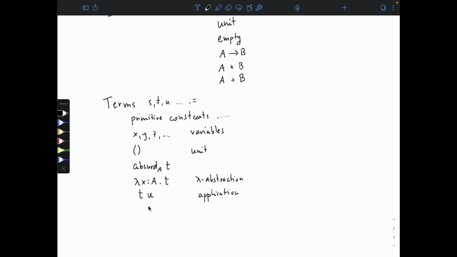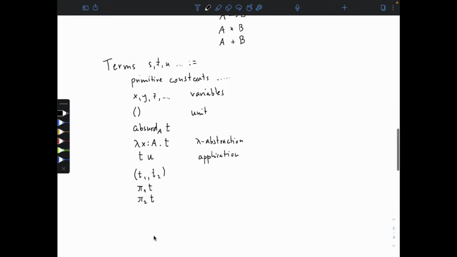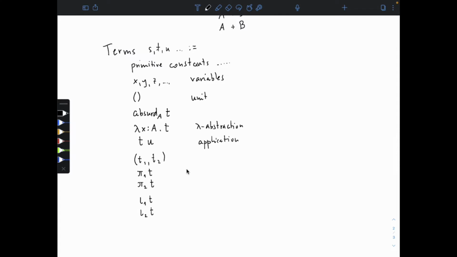Now I look at this and say, okay, what about pairs? We can make a pair. We can project out the first component. We can project out the second component from a pair. What can we do with this plus business? There are two injections, which I'll write iota 1, iota 2, where you inject into a sum. And then there needs to be something about how you use this, and this is a case statement.